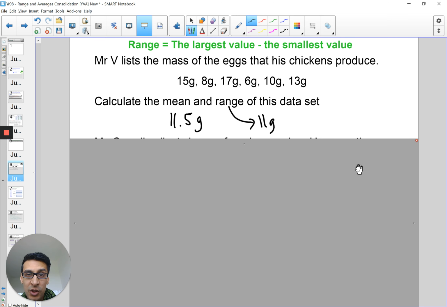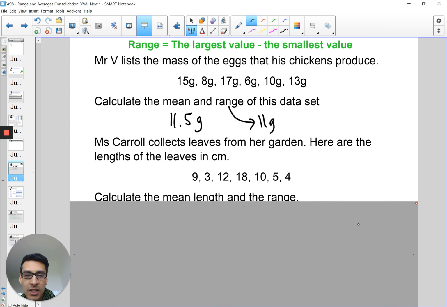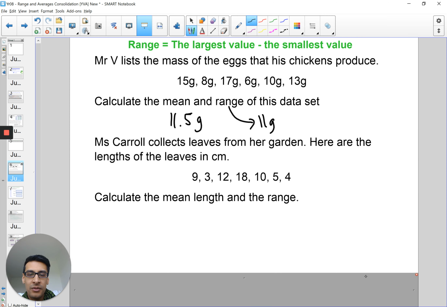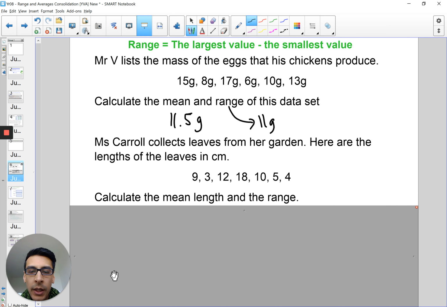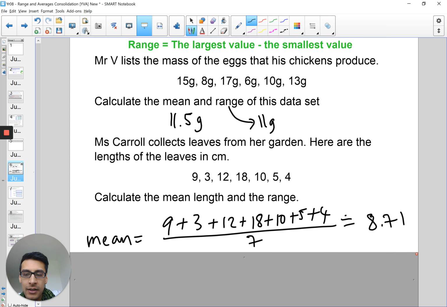Okay, so now I want you to do one more question. Pause the video and work out the mean and the range. Okay, so for this question, you should have added them all up, and you can see you get 8.71, and I rounded it because the decimal goes on quite a bit.